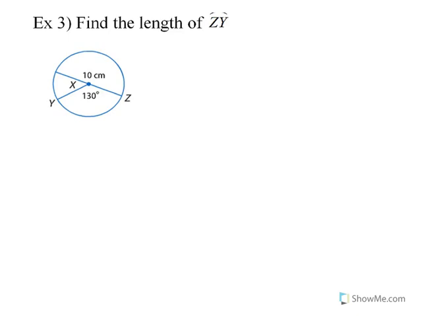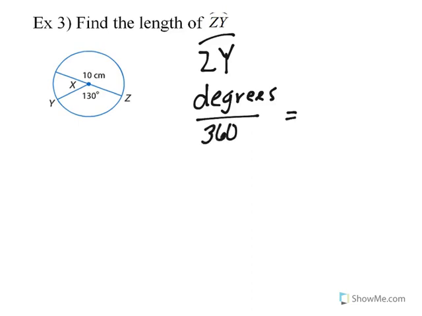Find the length of, I believe it says ZY here. So we are finding the length of ZY. And remember, this is arc ZY. So we are finding the length of arc ZY. Okay? And the arc length formula says degrees for that arc over 360 equals my arc length over my circumference.